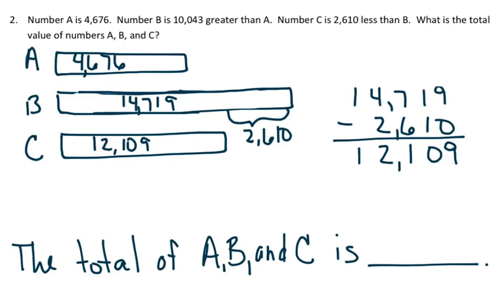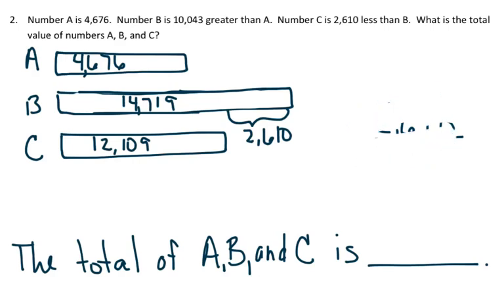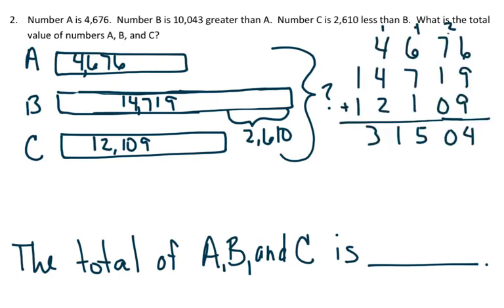Okay, but the question is asking me the total value of all three letters. So I need to find the value of all of them. And to do that, we're just going to add our numbers together. And that gives me a total of 31,504. So the target sentence reads, the total of A, B, and C is 31,504.